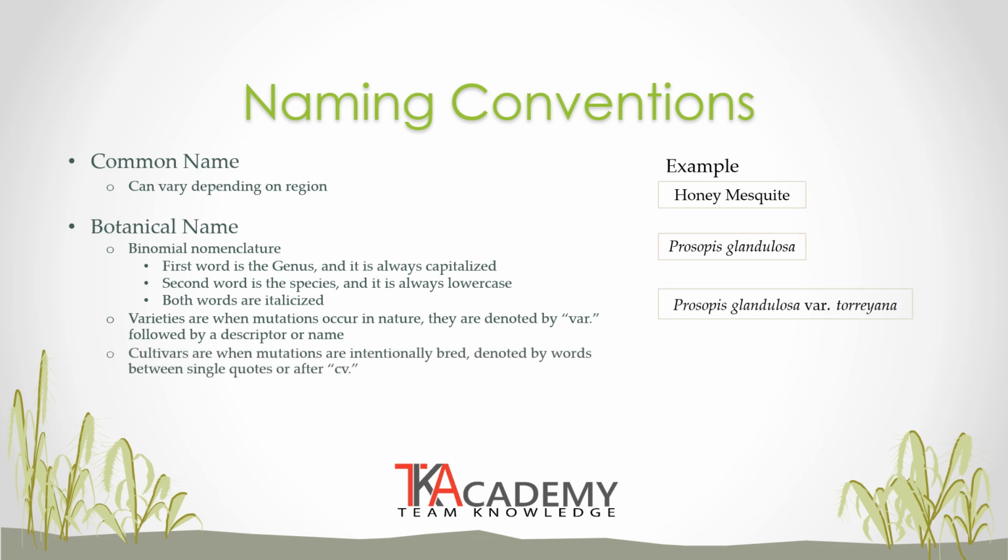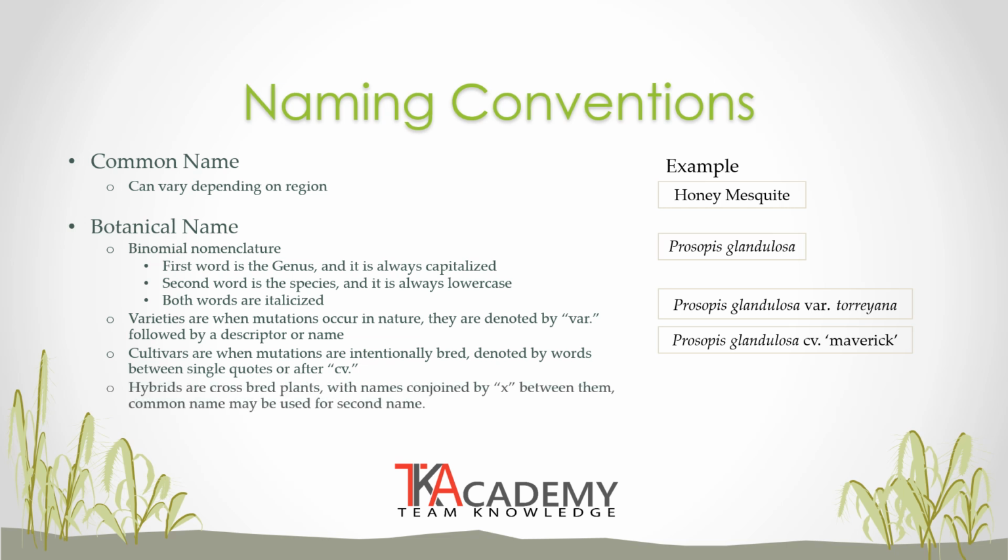Cultivars are when mutations are intentionally bred into the plant, and they are denoted by the letters CV at the end of the botanical name, followed by a descriptor or name placed within single quotation marks. Our example including the cultivar would be Prosopis glandulosa cultivar Maverick.